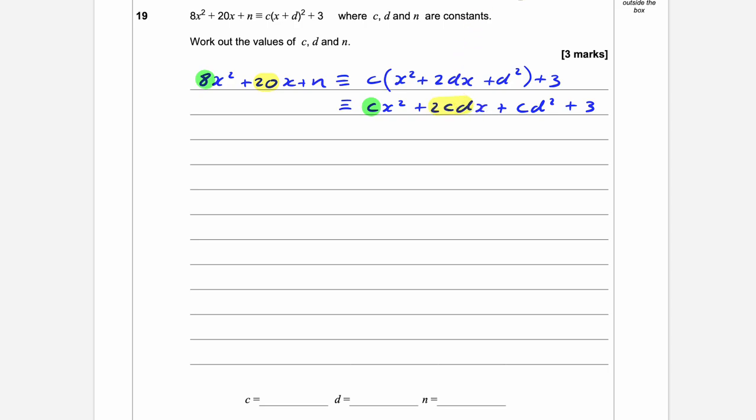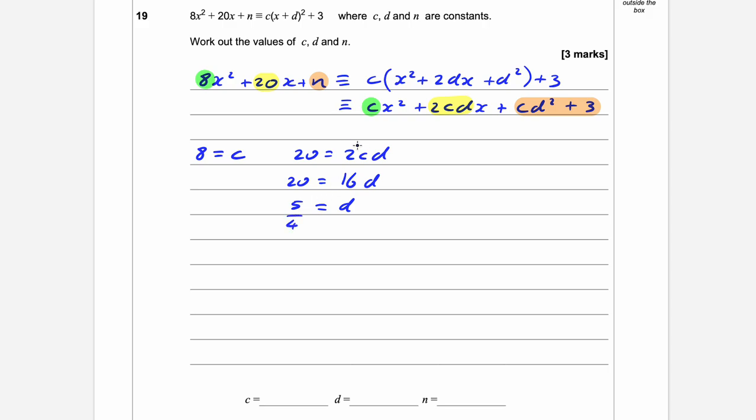And then finally, the n must equal all of the rest, guys, because there's no x in any of these terms. So we'll start with the 8 equals c. That's the easiest one. Then we'll go 20 equals 2cd. As we know c, we can say 20 is equal to 2 times 8, which is 16d. And then d is equal to 20 over 16, or 5 over 4.